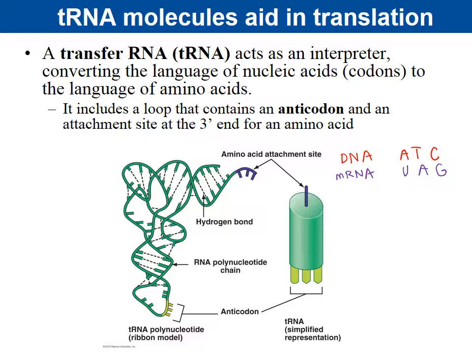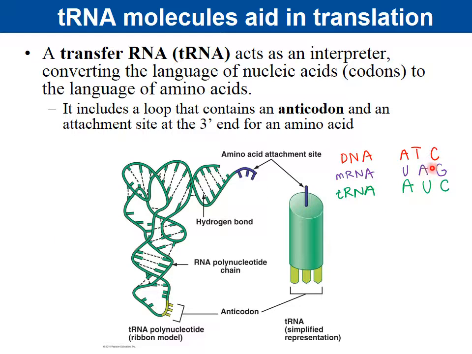Now, if you look at the tRNA, this means that the tRNA anticodon is going to be complementary to the mRNA codon. So if this is a U on tRNA, it's going to be an A. And if on mRNA it's an A, it's going to be a U. And if the mRNA has a G, tRNA is going to have a C. And so the anticodon is on the tRNA, and the anticodon is going to be complementary to the mRNA codon.